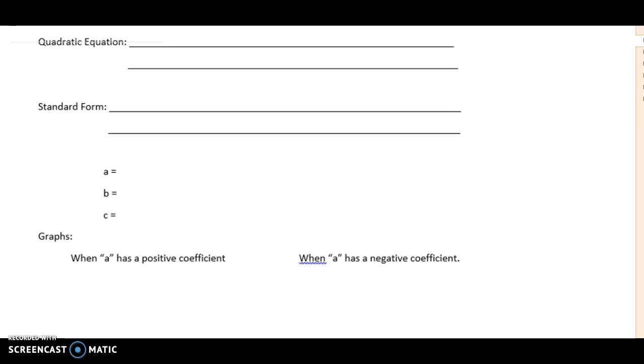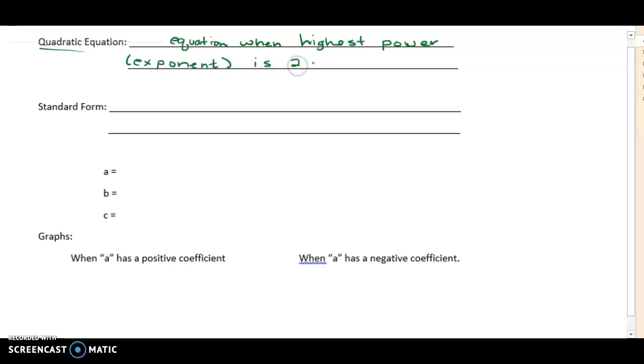All right, so we're going to talk about quadratic equations. Now a quadratic equation is simply an equation when the highest power (and I'm going to put in parentheses, exponent) is 2. So anytime you have an equation and the highest exponent is a 2, that would be a quadratic equation. And anytime we have a quadratic equation, we write it in standard form.